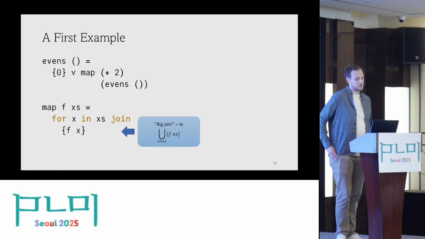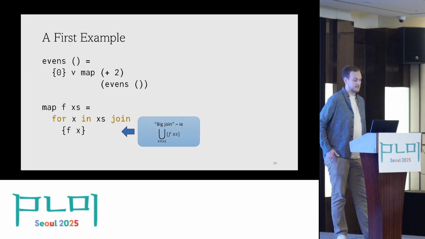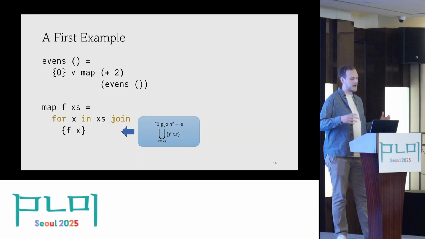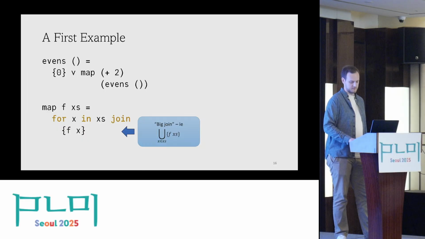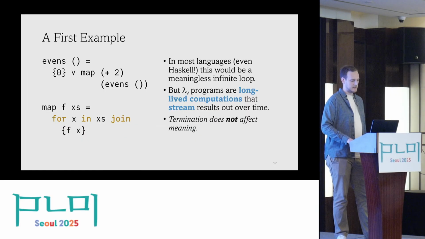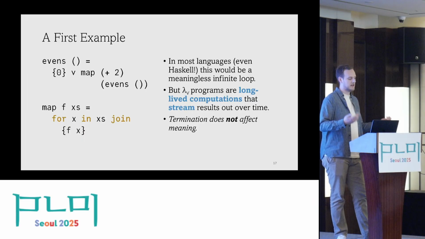So here's the function map, which is very easy to define for sets here. We use this big join elimination form. This sort of means take the union of all of the singleton sets f of x for every x in the set x's. And so this gives us what we want. It computes the set of all even numbers.